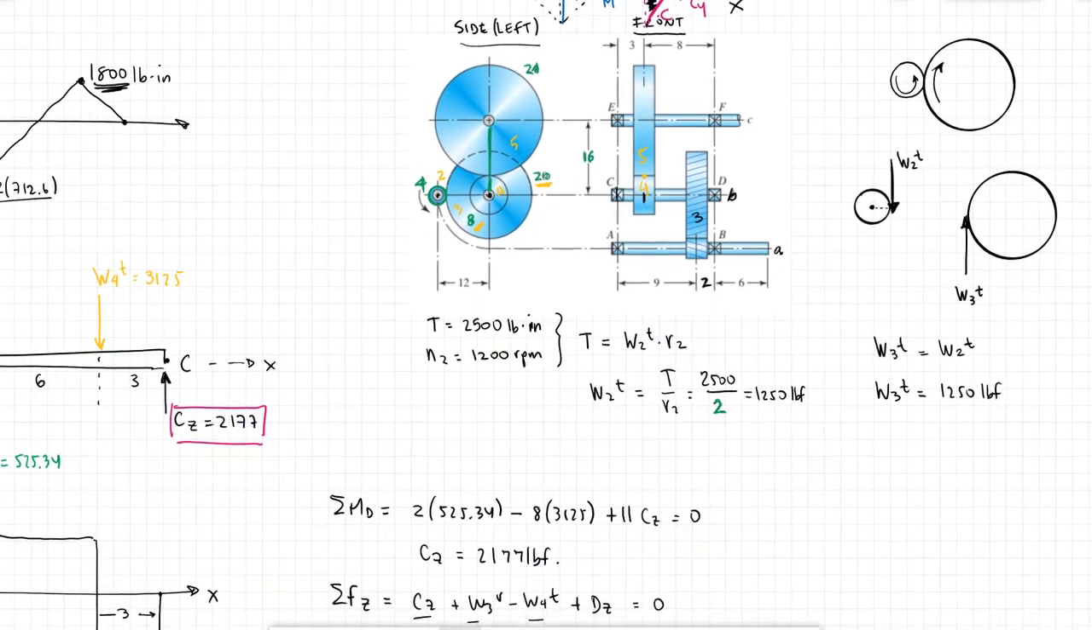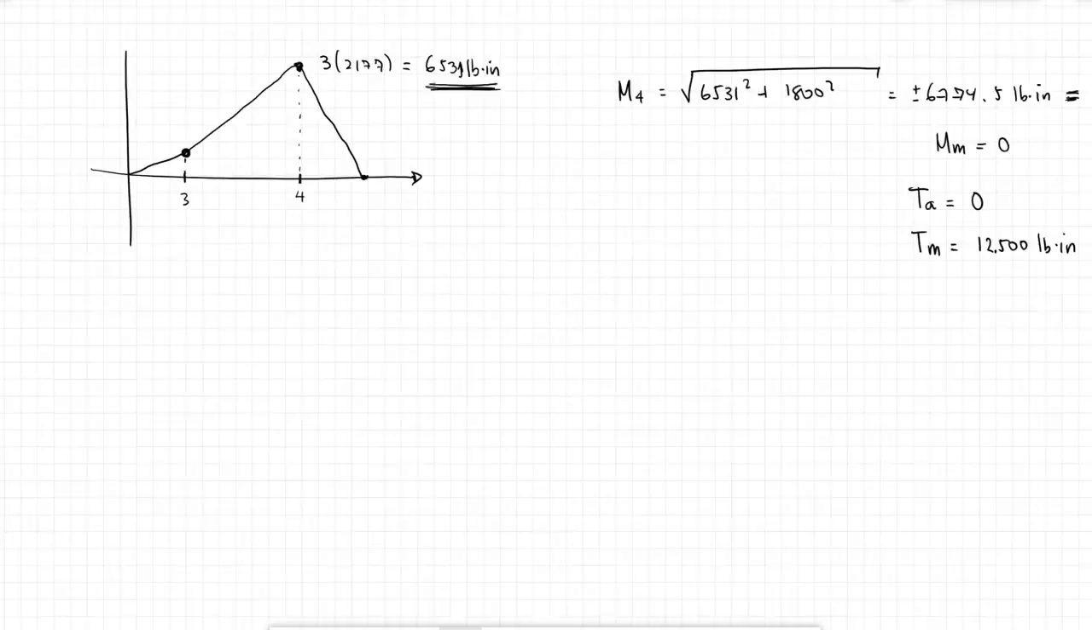Okay, so at my bearings, I have a bearing D. Let's do C first, so that I don't have to change the color yet.